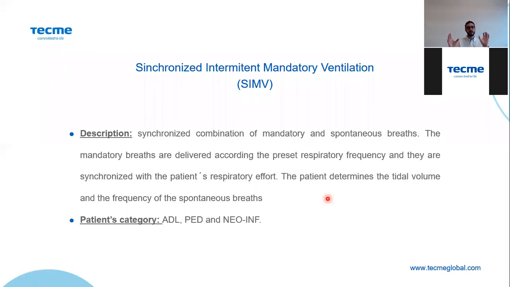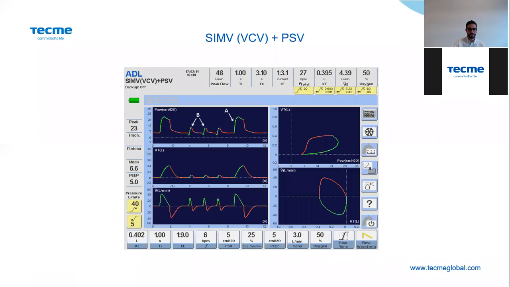And then between mandatory breaths, the patient can start pressure support ventilation, okay? In this mode, the patient determines the tidal volume and the frequency of the spontaneous breaths, okay? It is available in all patient categories: neo, pediatric, and adult. So here it's going to be more clear.